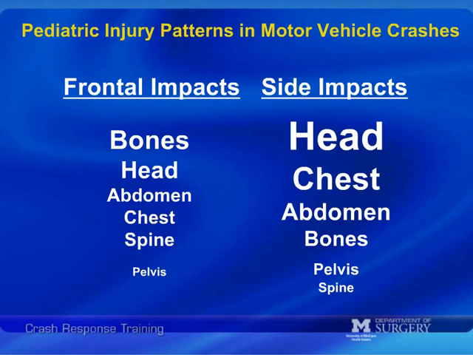In frontal impacts, children most commonly sustain orthopedic injuries, followed by injuries to the head, abdomen, chest, and spine. Pelvic fractures also occur in frontal crashes, but less commonly. In side impacts, the most common injuries to pediatric occupants are to the head. The chest is the second most commonly injured body region for kids after side impacts, followed by the abdomen and extremities. Injuries to the pelvis and spine follow.